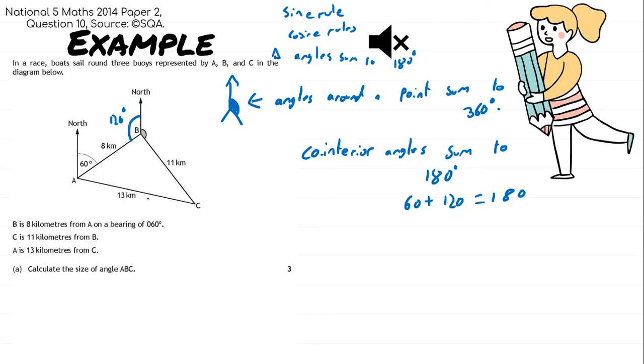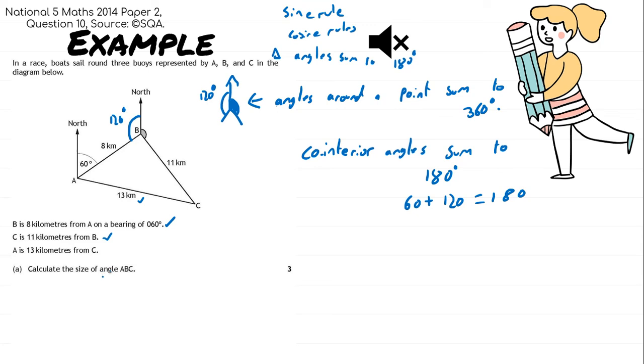We've worked that out before we've even done anything else. Oh, and look, our plan's coming together here. We can fill in this. This is 120 degrees. Right, okay. We've dealt with this sentence. C is 11 kilometers from B. I don't need to do anything with that just now. It's marked on the diagram. And A is 13 kilometers from C is also marked on there.